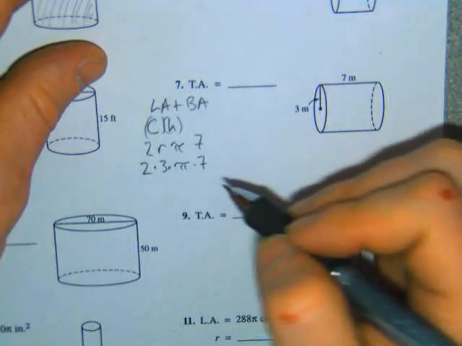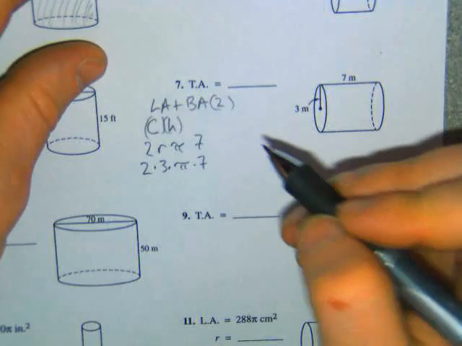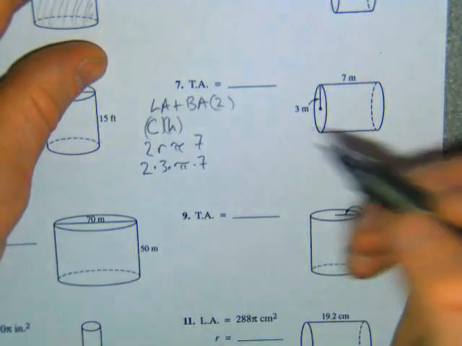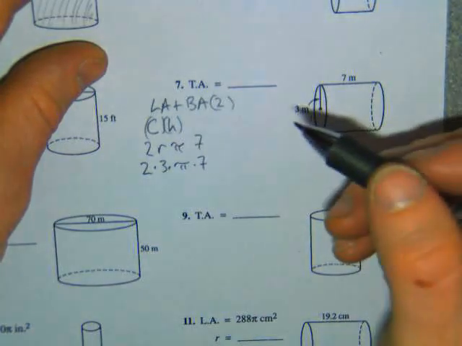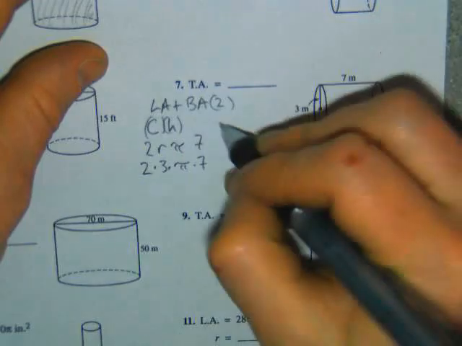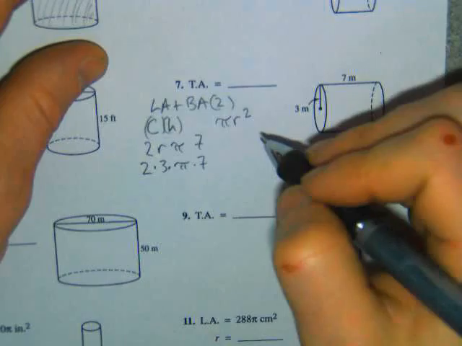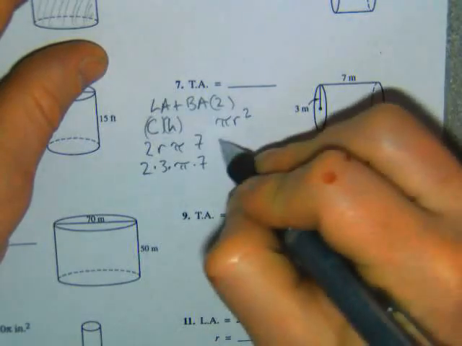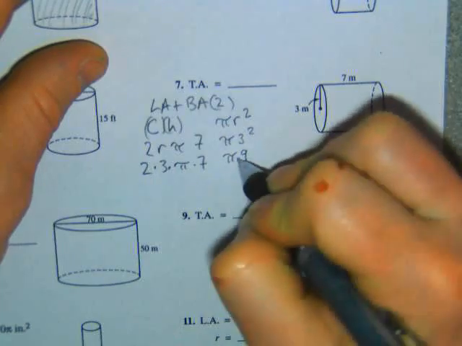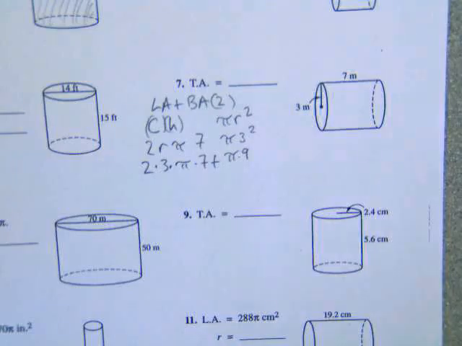Base area, and there are 2 bases, so we'll find that. Area of a circle. Some of us got to this in the pool problem. Some of us didn't. Pi r squared. Radius is 3. Pi 3 squared. Pi times 9, or 9 pi. I'm gonna add those together. I just throw that all in my calculator.